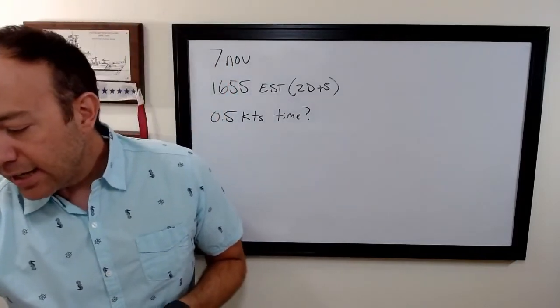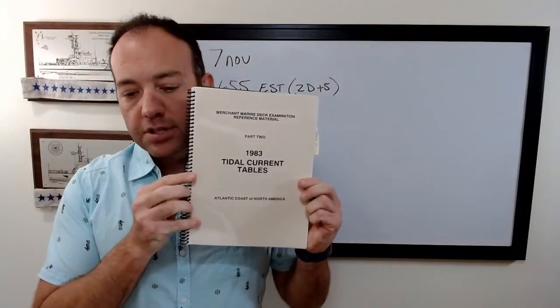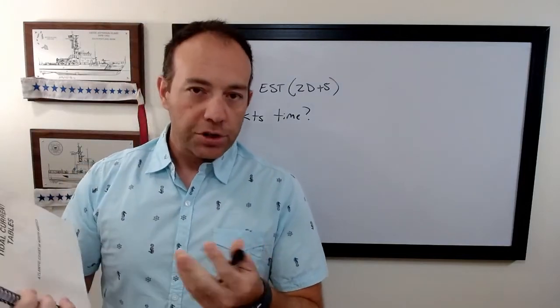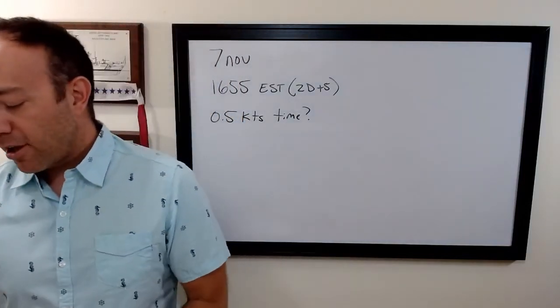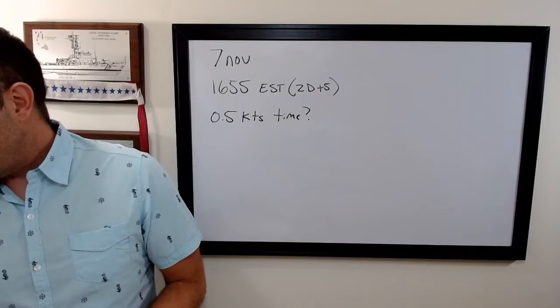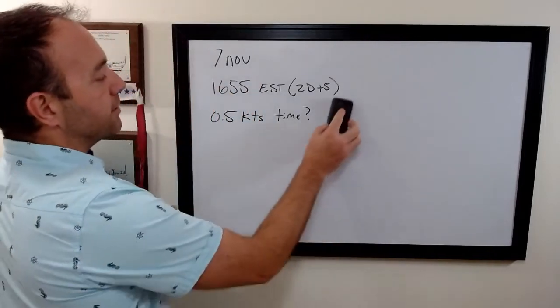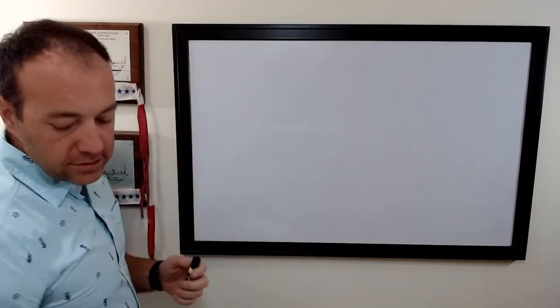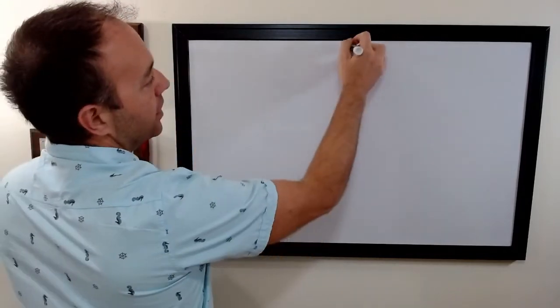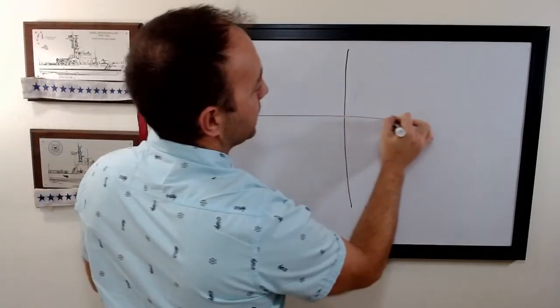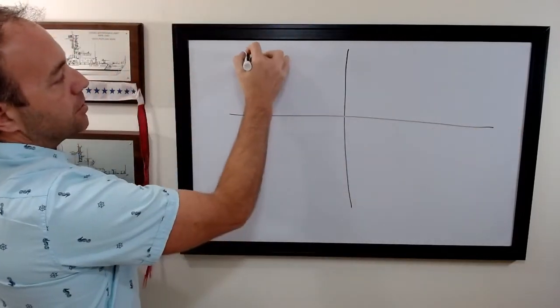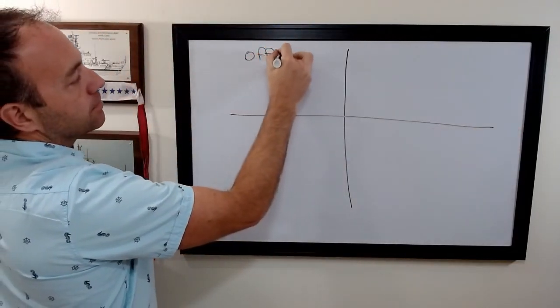So for this, we're going to need the tidal current tables. So I'm holding one. You're probably not, but I'll take you along on a journey here with the camera and show you what's going on. Now, normally for tidal current problems, I really recommend you do a structure like this. Up here is going to be all your offsets.